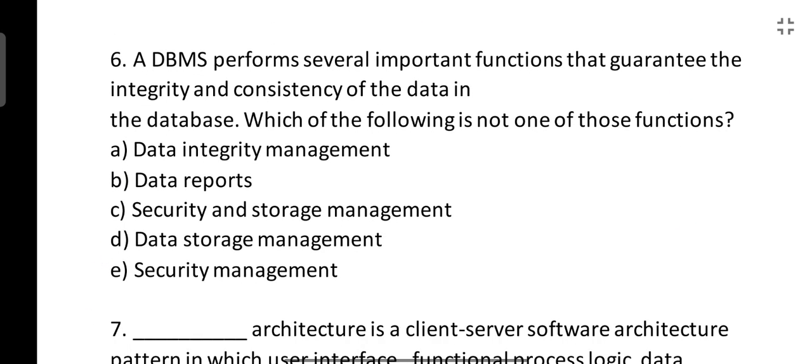Next is, a DBMS performs several important functions that guarantee the integrity and consistency of the data in the database. Which of the following is not one of those functions? Options are data integrity management, which is the responsibility of DBMS. Data reports, no, DBMS doesn't produce any reports. Security and storage management is the responsibility of DBMS. So all these four options A, C, D, E are handled by DBMS, but reports is a manual process. So our answer will be option B, data reports.